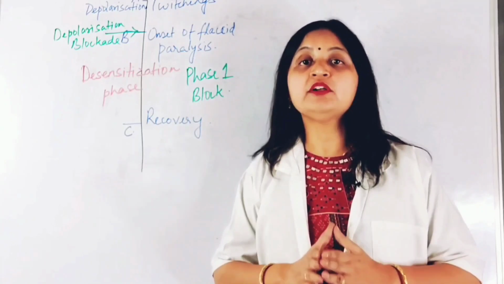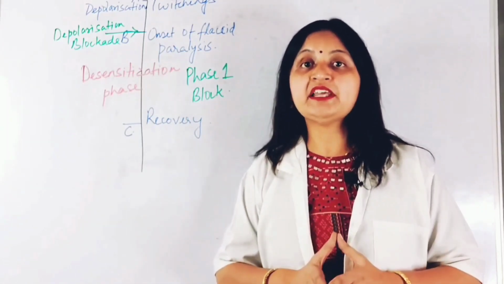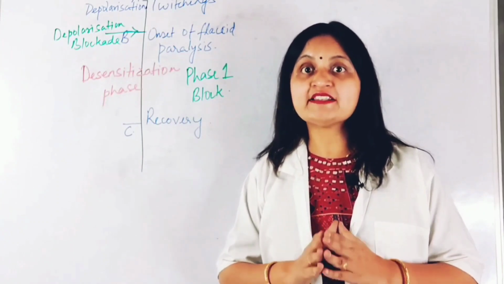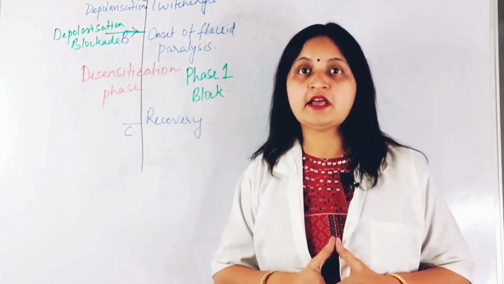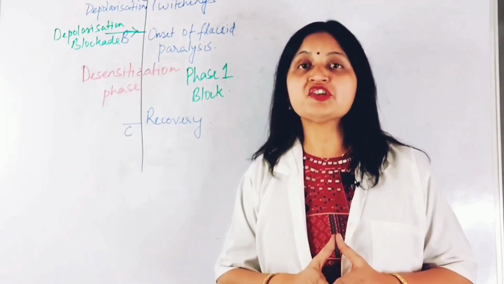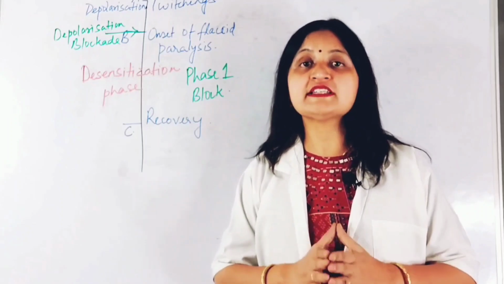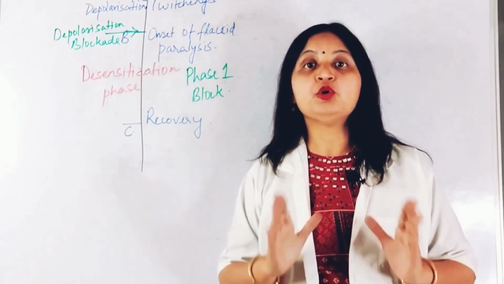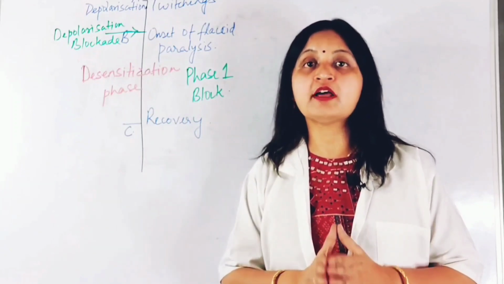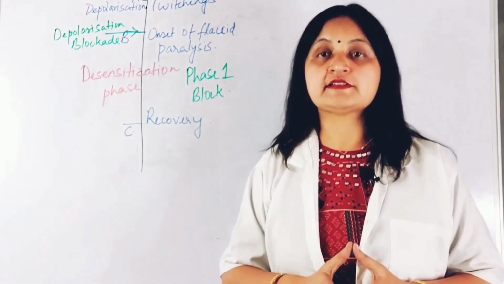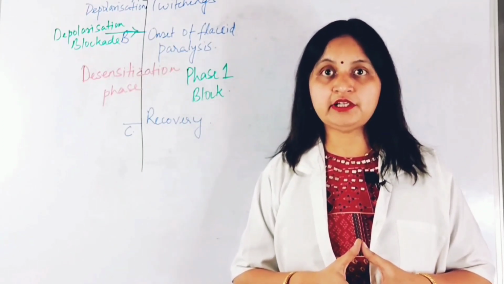In this phase, the motor end plate is unresponsive to the incoming depolarizing signals of acetylcholine that are freshly released by the nerve terminals. And at higher concentration, the phase 1 block is converted to phase 2 block. So succinylcholine produces dual block, that is phase 1 and also phase 2 block at higher concentrations. So these are the neuromuscular effects of succinylcholine.